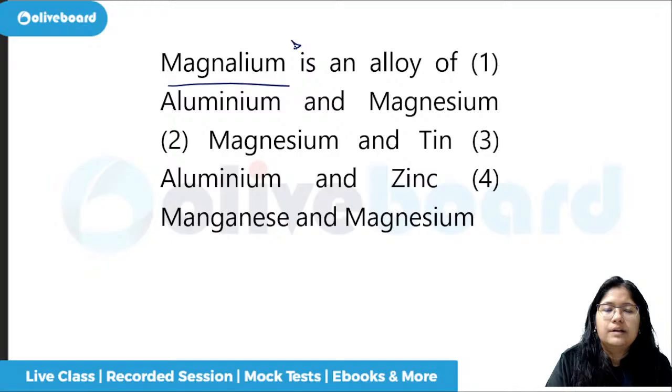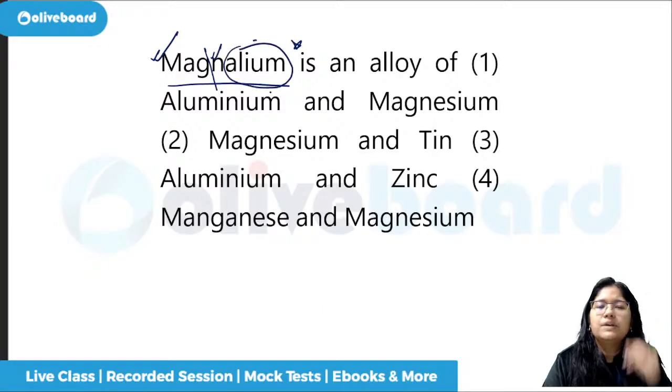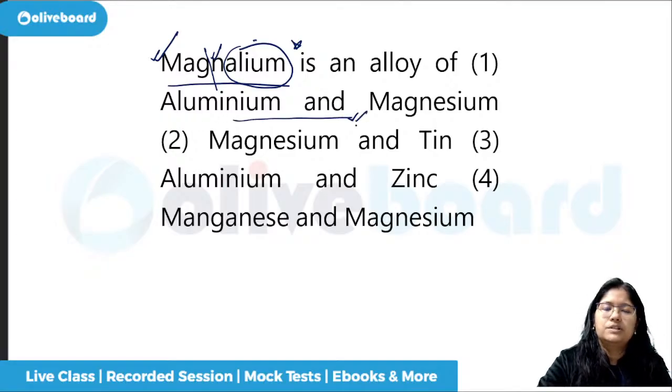Magnalium: if you look at the name carefully and just break it down, you will get the answer. We can see here magnesium, till here it is magnesium. And from here, what can we see? We can see aluminium. Yes or no? So it is a mixture of aluminium and magnesium.